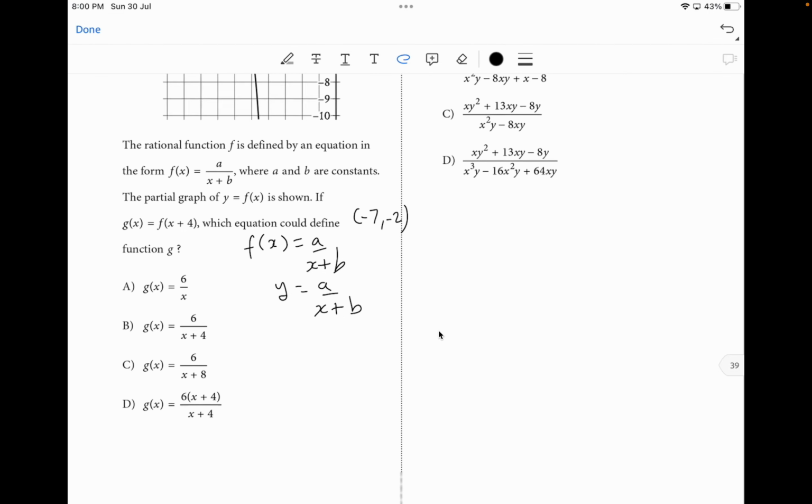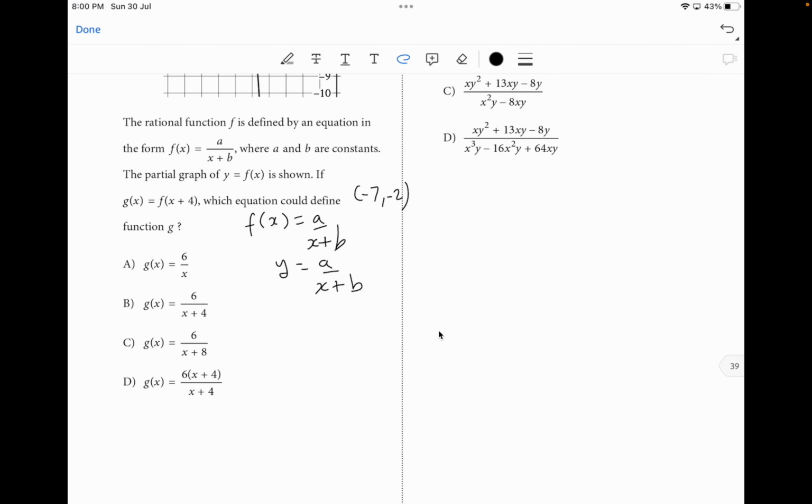Since we know that the graph is passing through that point, we're going to be substituting the values. We're going to be substituting -7 for x, since it's x, y, and we're going to be substituting -2 for y in this equation. So -2 is going to be equivalent to a divided by -7 plus b. This is going to give us this form of the equation. Now we're going to be multiplying each side of this equation by -7 plus b, which is going to give you 14 minus 2b is equivalent to a, okay? So when you do that, you're going to be getting this equation now.